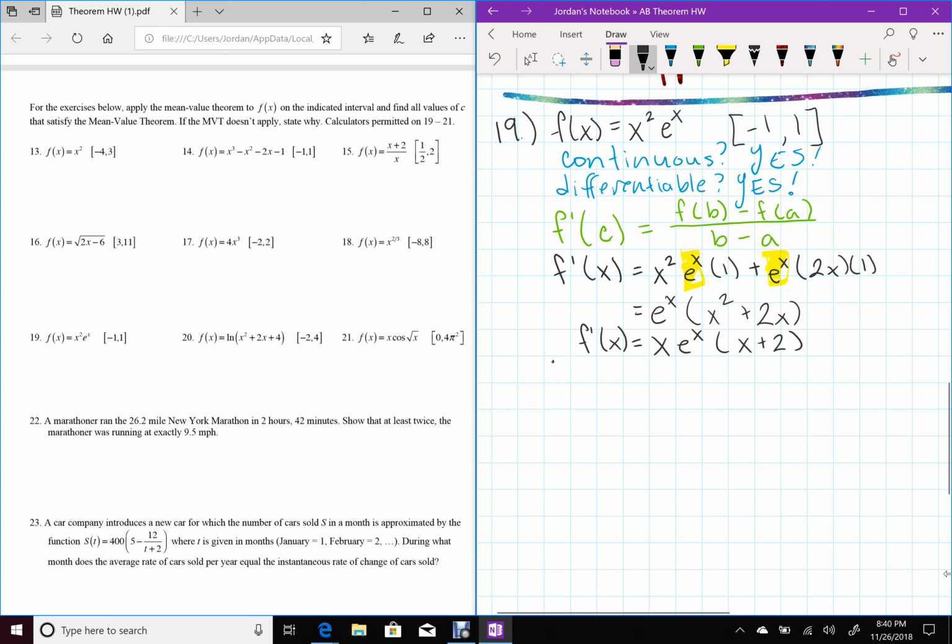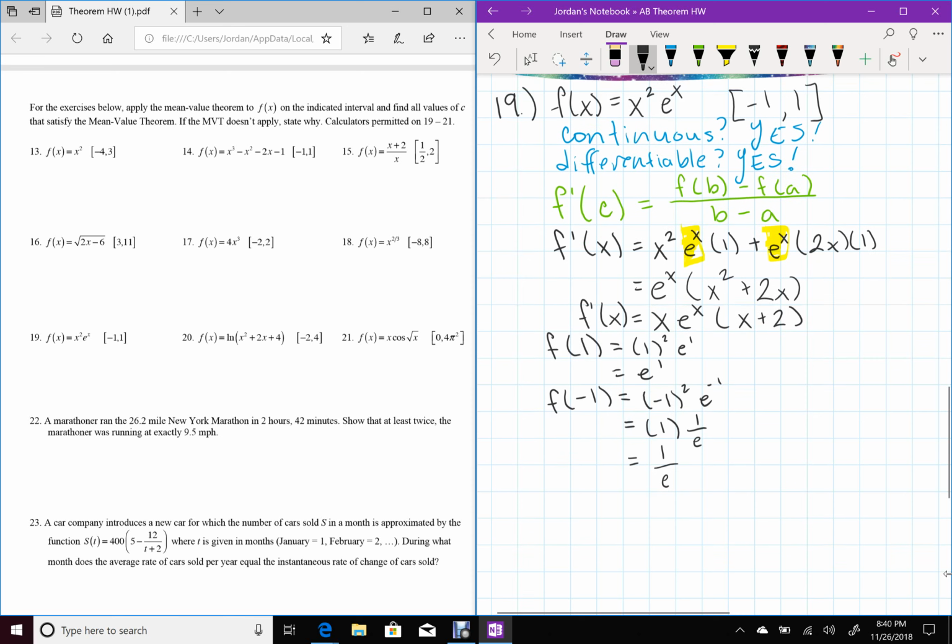We still need f of b. Well, b is 1. And if we do 1 squared and e to the 1, we get e to the 1. If we do f of negative 1, we get negative 1 squared e to the negative 1, which is 1 over e. So our final is 1 over e.